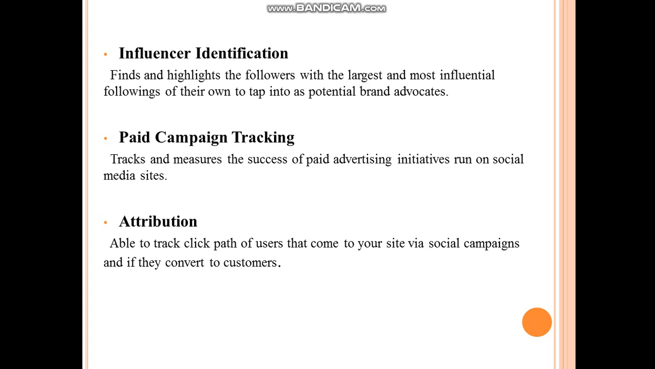Paid campaign tracking tracks and measures the success of paid advertising initiatives run on social media sites. Whatever advertising and marketing strategies you apply on social media sites, and whatever money you pay, it gives the analysis of it, so you can know whether you are spending your money on the right thing or not.